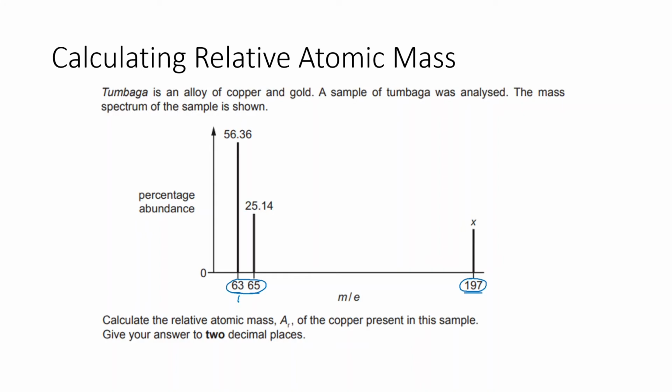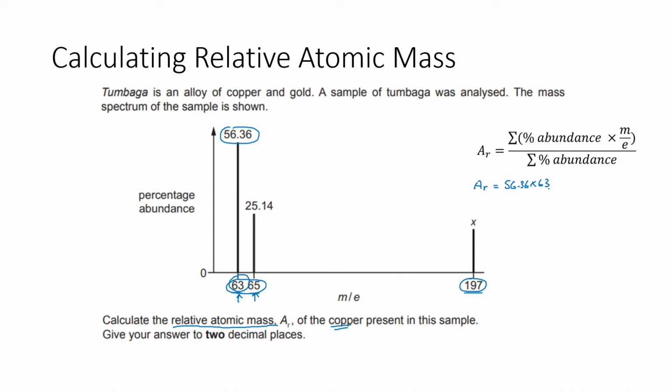Now, if you look at the periodic table, these 2 in fact are isotopes of copper, and it says that we need to calculate the relative atomic mass of the copper present. We don't need to worry about the gold. So these 2 isotopes are the ones we're going to use. The formula is here again. So A_r is going to be 56.36 over here times 63. So 56.36 times 63: percentage abundance times the relative isotopic mass, or the mass to charge ratio.